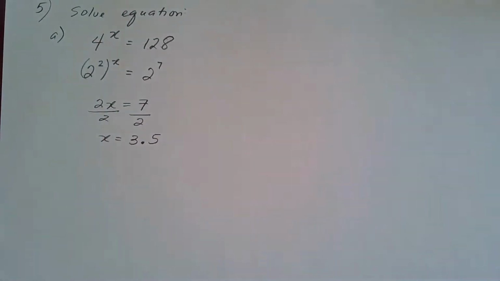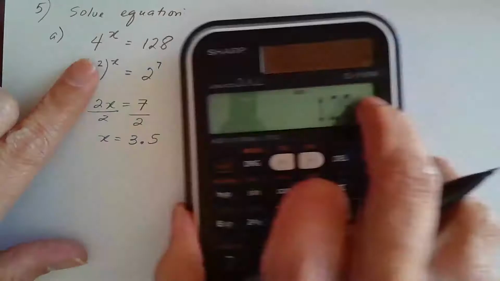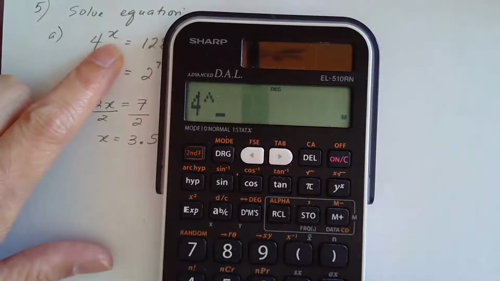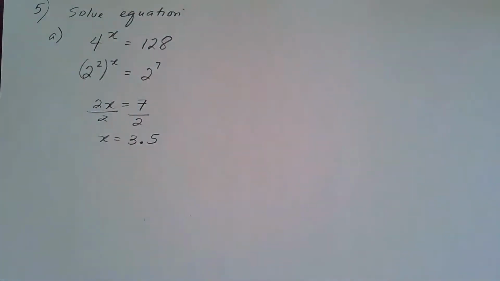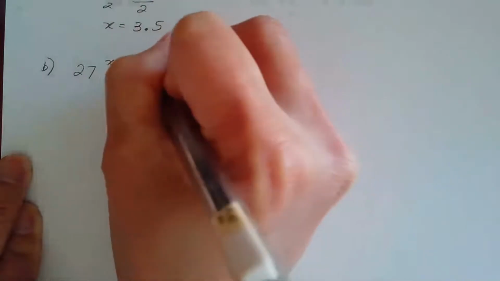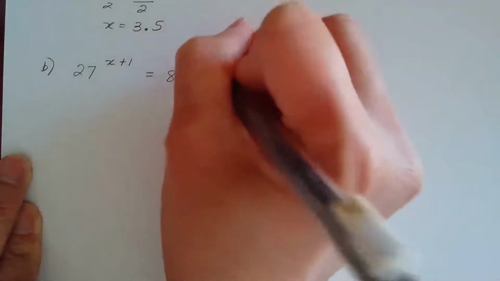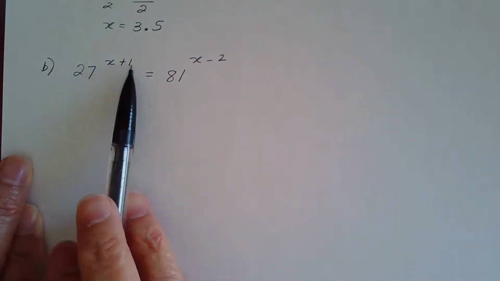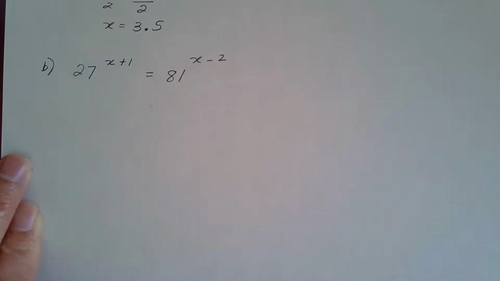Okay, so if you want, we can check our answer. Let's see. 4 to the exponent, we're going to put 3.5 there. And I get 128, which is correct. Okay, so now let's take a look at letter B, 5B. Now 5B is 27 to the exponent x plus 1 equals 81 to the exponent x minus 2.